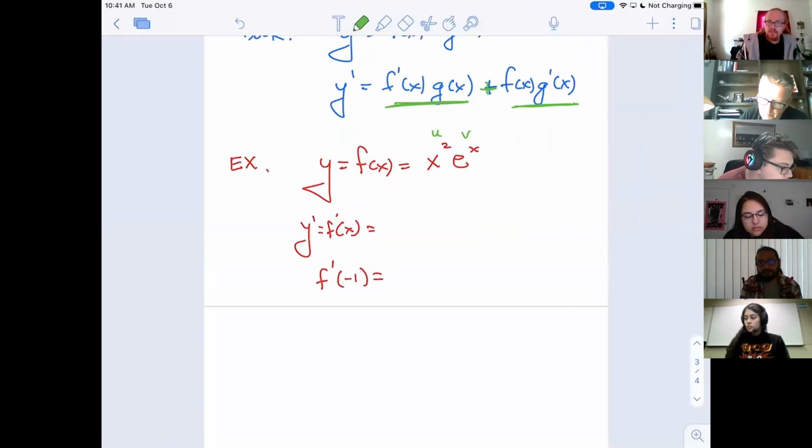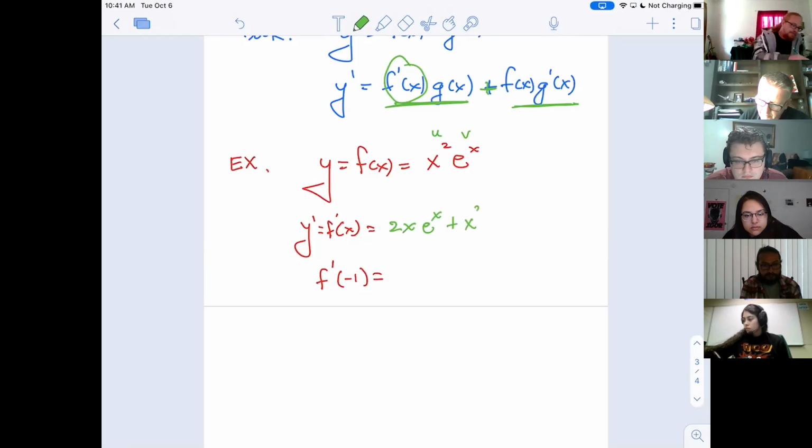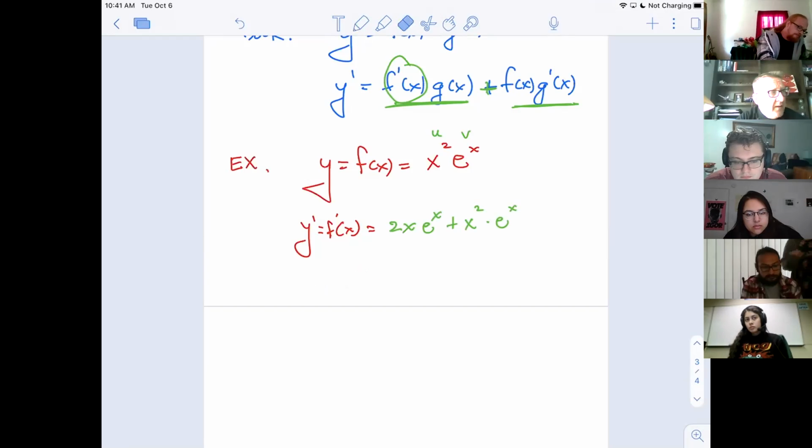And again, I'm assuming most of you probably got this right, but the derivative of this would be u prime. So the derivative of x squared is 2x times the v left alone plus the x squared left alone times the derivative of v. And again, e to the x is a little weird because it and its derivative are the same thing. And so I get that. Okay, cool. That's the answer I got. As far as I'm concerned, you're done.